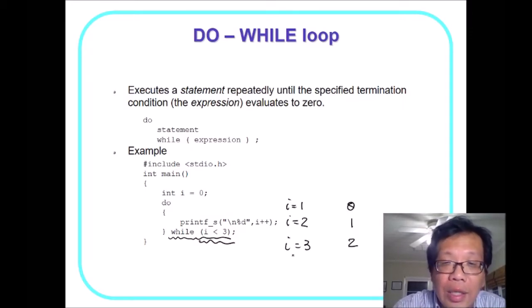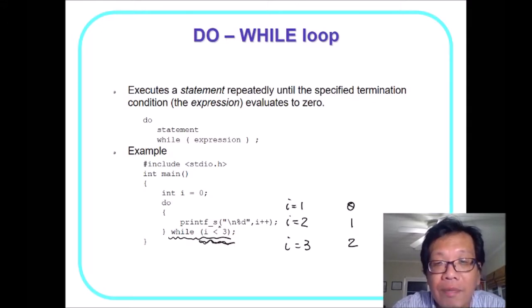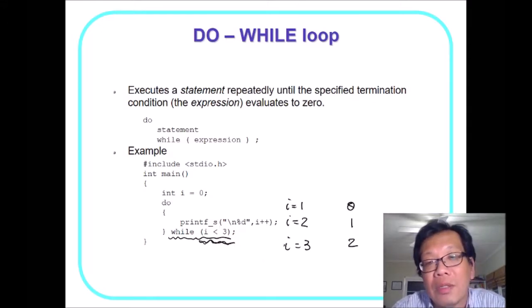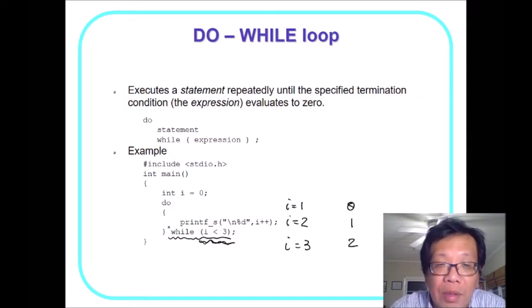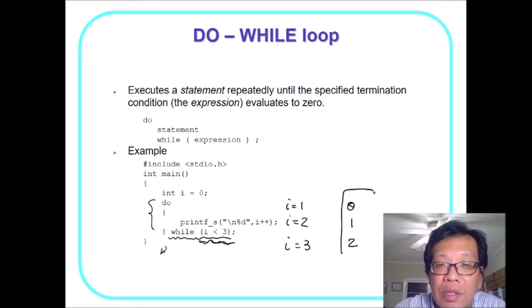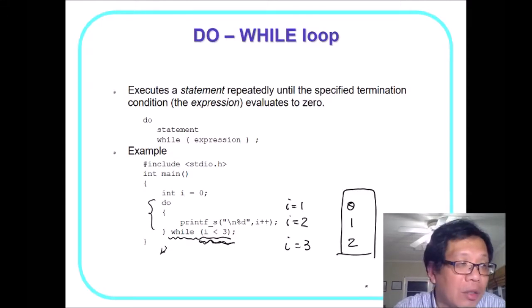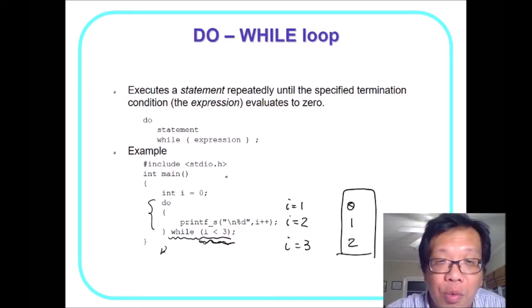Now this one is not smaller than 3, so this condition doesn't meet. It's not met, so it will stop the process within this loop and jump out. Then since nothing is next to it, this is going to be the result we're going to see on the monitor. So it means that if a do loop is used, the code over here is going to be executed at least once.